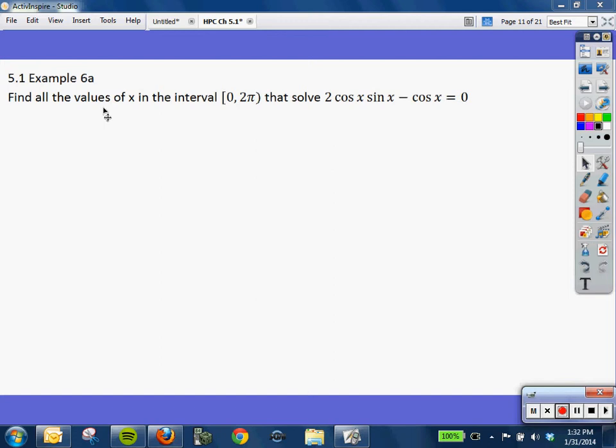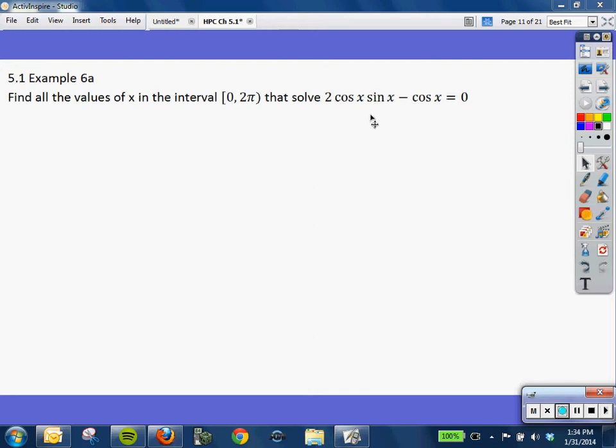But example 6a from 5.1 says, find all the x values in the interval from 0 to 2 pi. Solve 2 times cosine of x times sine of x minus cosine of x is equal to 0. So what we're looking for right now are the angle values that we could plug into this equation that will cause 0. Okay, what our goal here is to factor and set our factors equal to 0 and then solve for x.